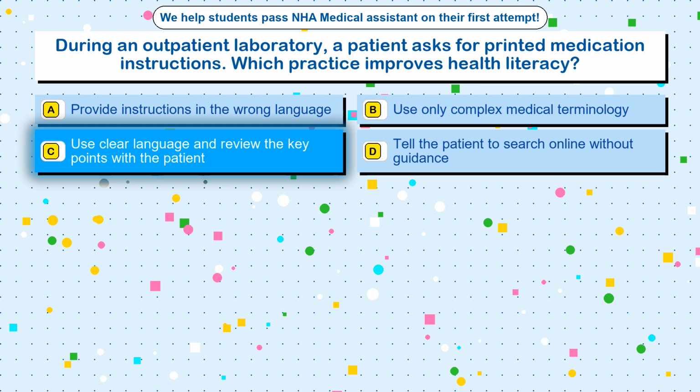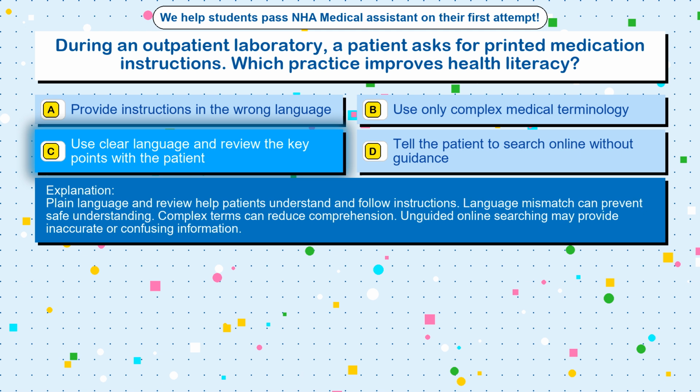The correct answer is option C. Use clear language and review the key points with the patient. Plain language and review help patients understand and follow instructions. Language mismatch can prevent safe understanding. Complex terms can reduce comprehension. Unguided online searching may provide inaccurate or confusing information.